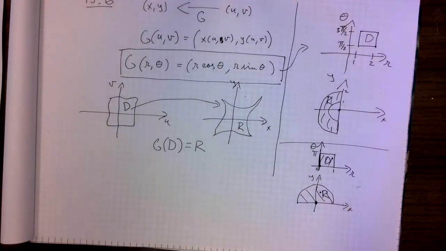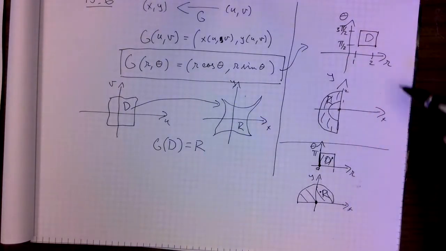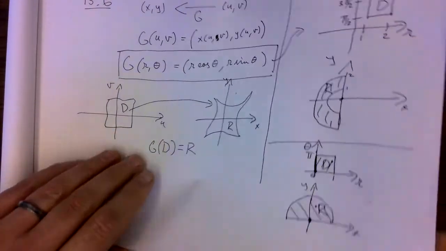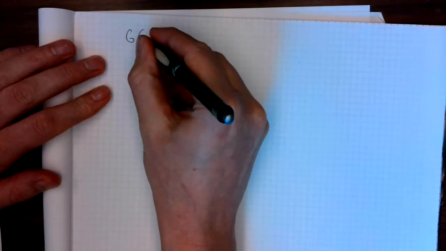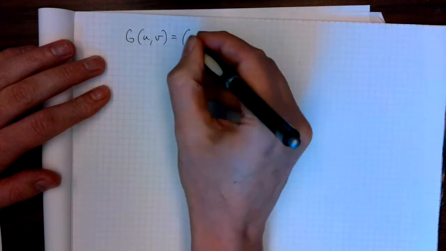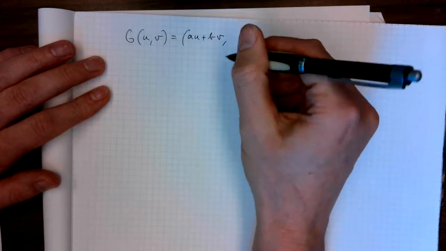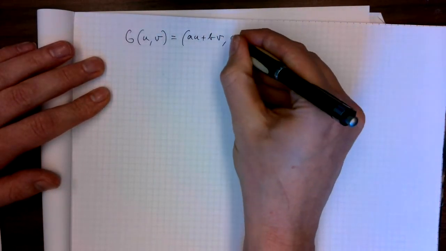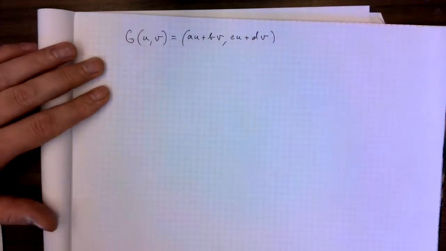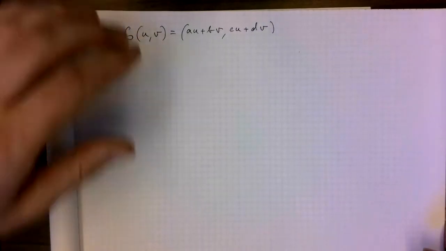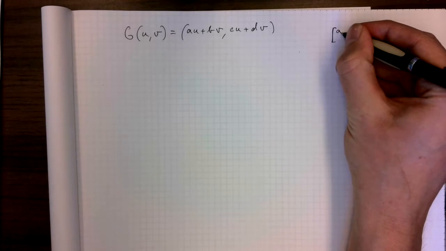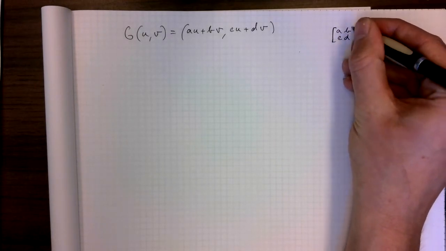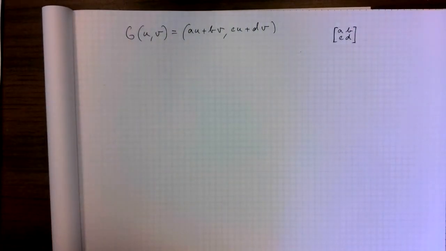All right. So that's the example of polar coordinates. Maybe another useful example is linear maps. So this is when we have something like g of (u,v) where x is au plus bv, and y is cu plus dv. Now this has some linear algebra. This is the linear map corresponding to the matrix A, B, C, D, right? That's this linear map over here, right?